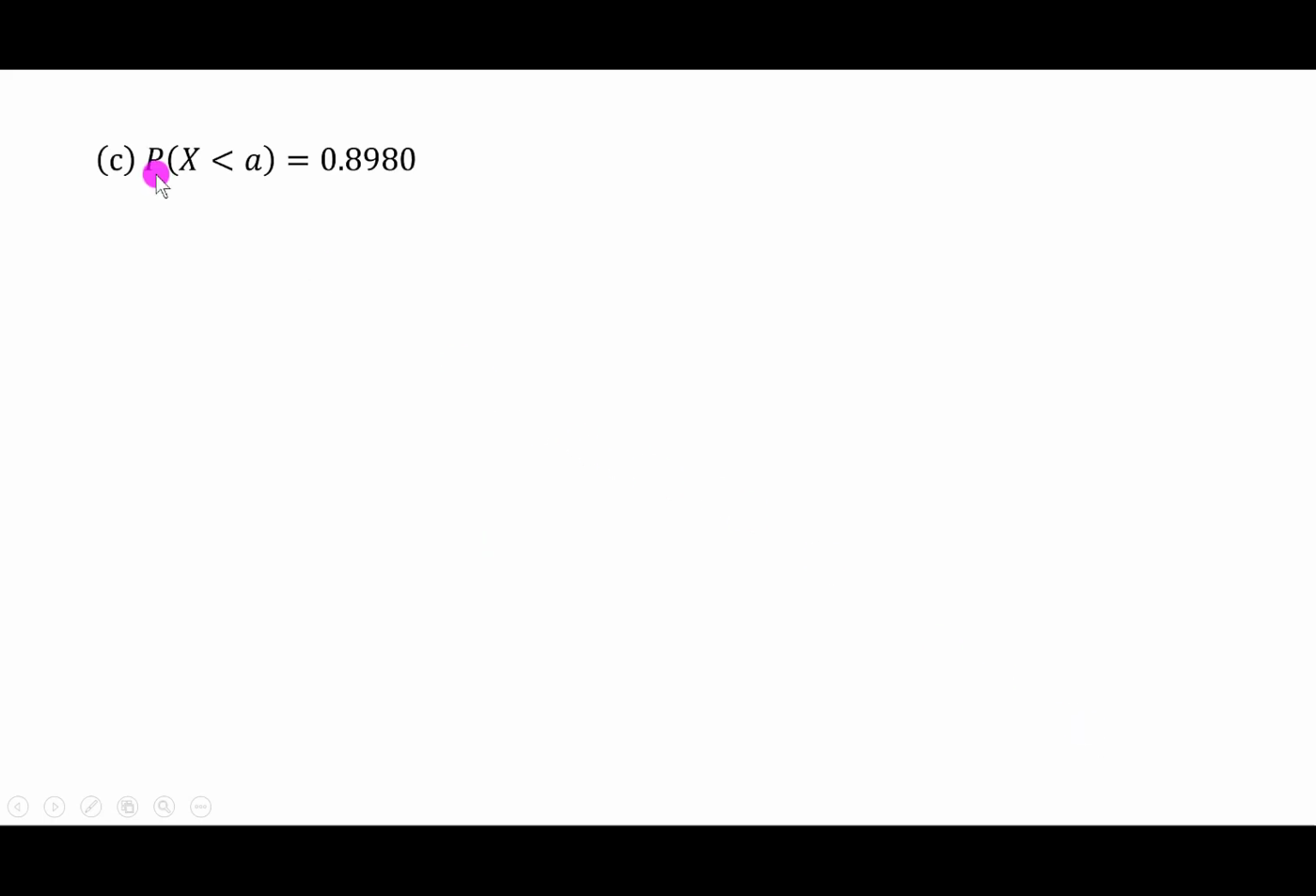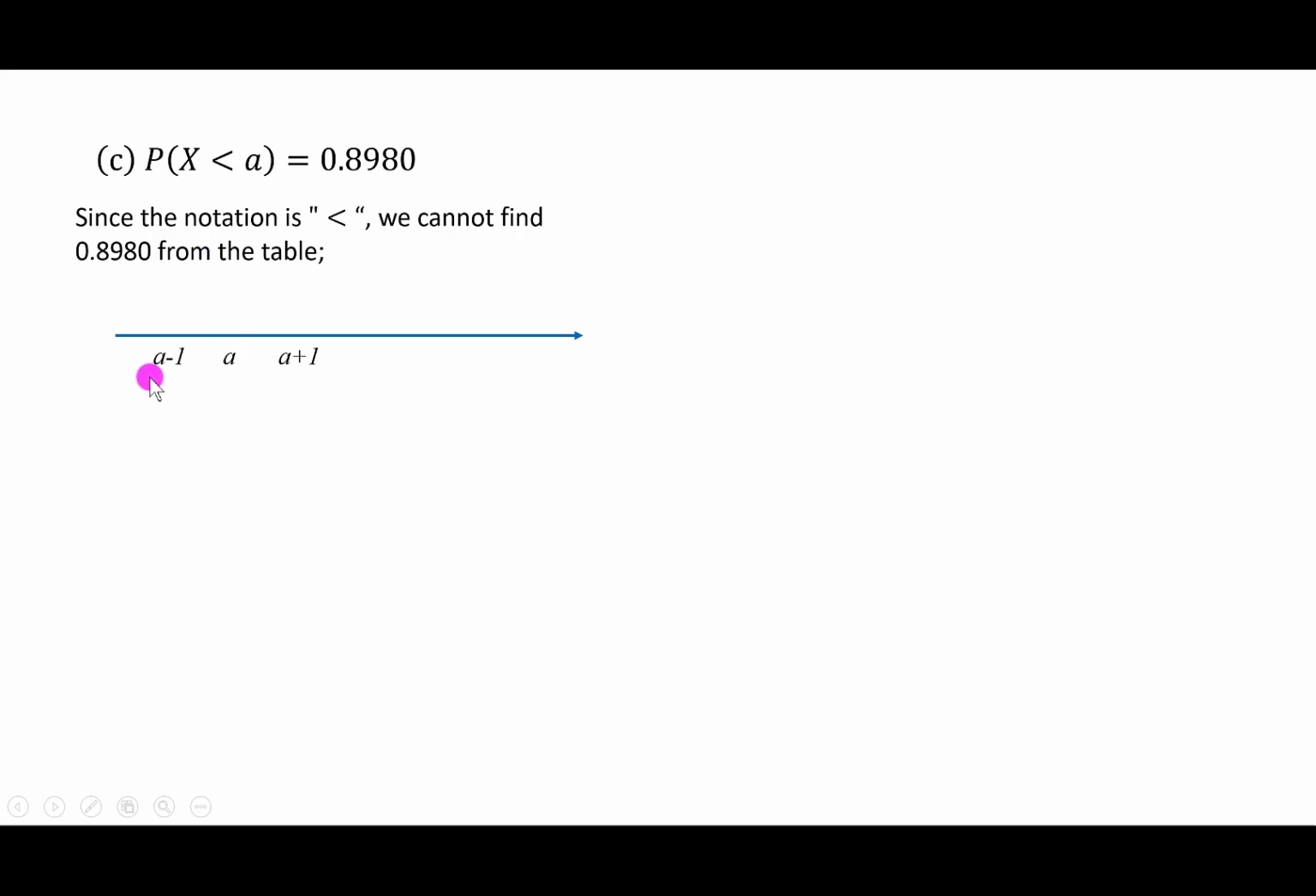For question C, X less than a. We know that to use the binomial table, we must have the greater than or equal to notation. So we look at this number line, a with less than. So a is excluded. If we want the probability, it means we want to get the probability less than or equal to a minus 1. So how do we find the probability when the question given is less than?